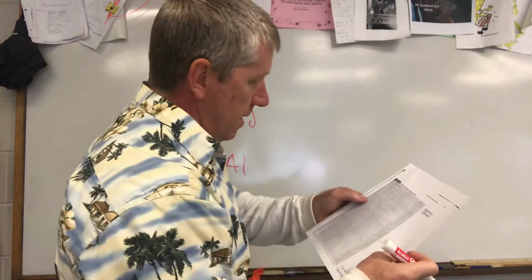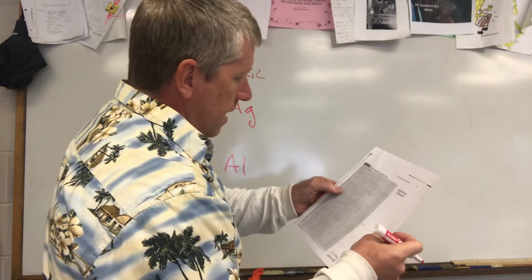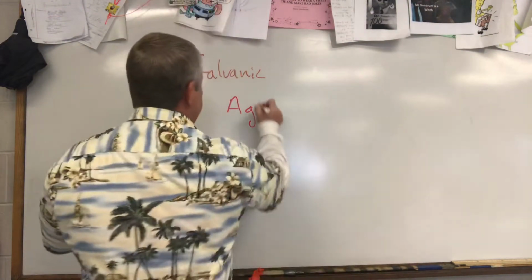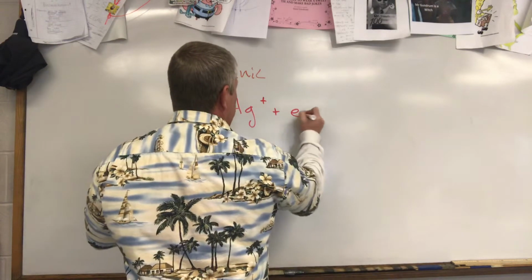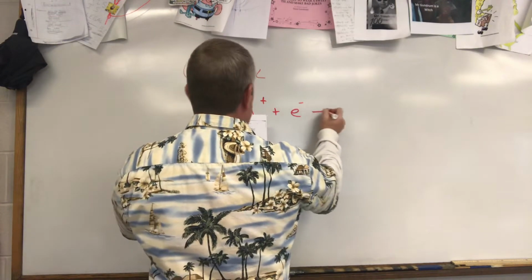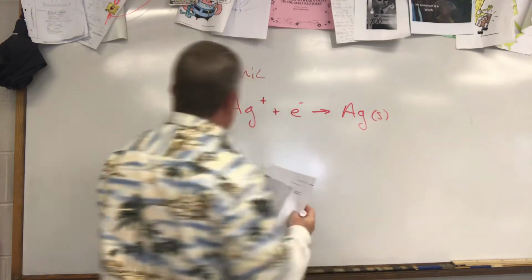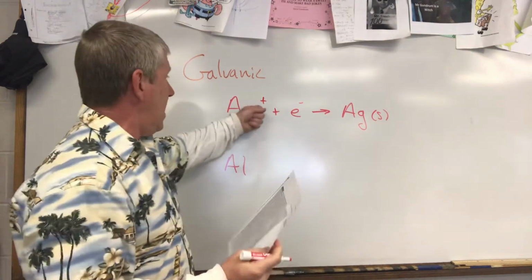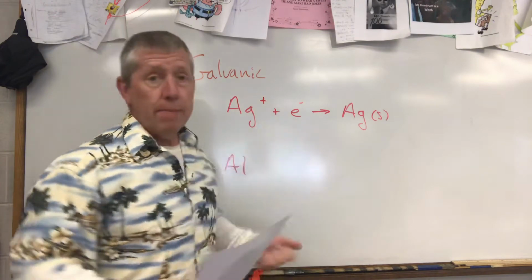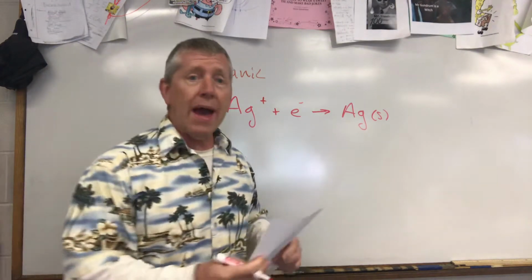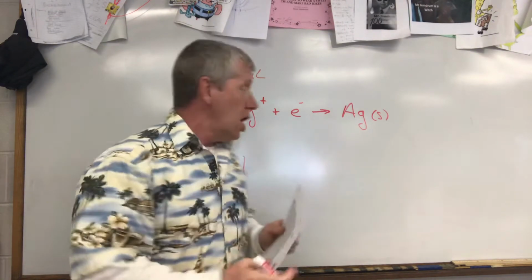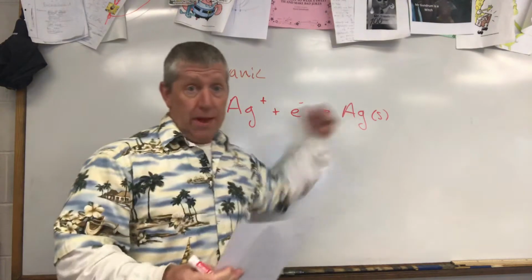Now, let's take a look and see what it says on the table for silver. Where'd you go, silver? All right, silver positive plus an electron becomes silver solid. So silver ion gaining electron. And remember when we did those redox reactions, when we had a reduction reaction, we always put the electrons on the left of the arrow.